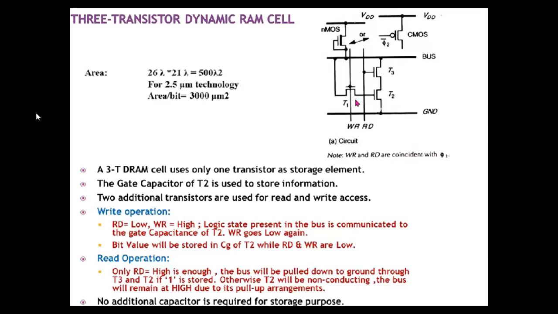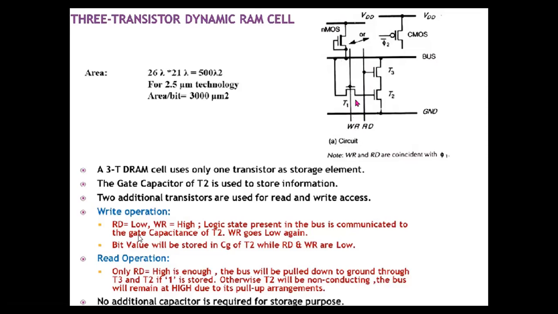So from the examination point of view, you can practice the circuit of this 3 transistor dynamic RAM cell, along with how you perform the read operation and the write operation. For doing the read operation and write operation, we use 2 control signals, one meant for write and one meant for read.